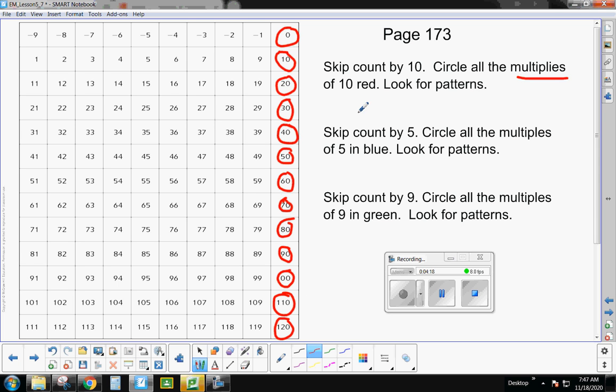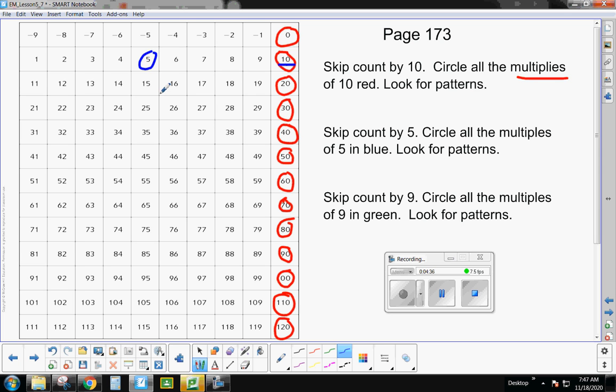All right, so now go ahead and skip count by fives, and this time circle it in blue if you have it. If not, maybe just do it a little bit differently than you did the tens. All right, so we have 0, then we have 5, then we have 10.